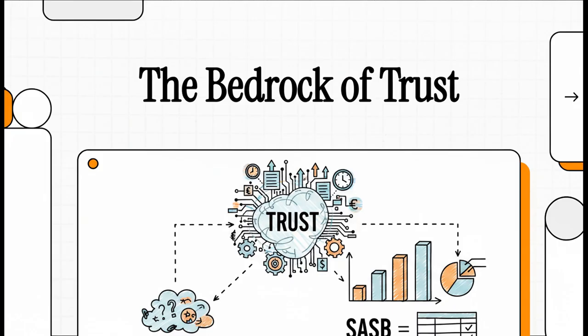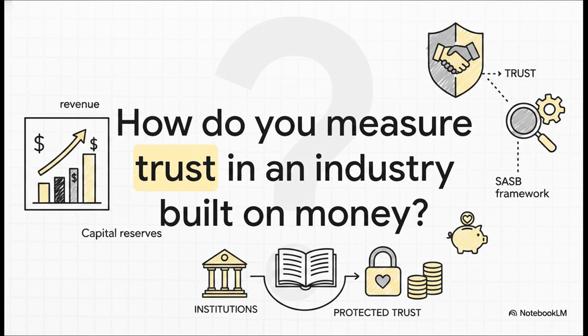So today, we're going to look at how the SASB standards take these highly abstract, almost philosophical concepts of corporate behavior and turn them into hard, quantifiable data. Because that brings us to a massive question. How on earth do you actually measure trust in an industry literally built on money? Think about it. It's super easy to measure revenue or a bank's capital reserves. Those are just numbers on a spreadsheet. But measuring trust, that's a whole different ballgame.